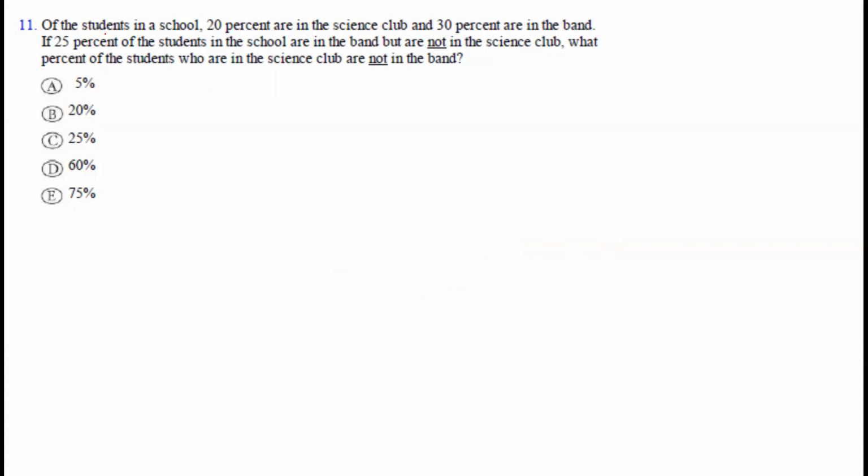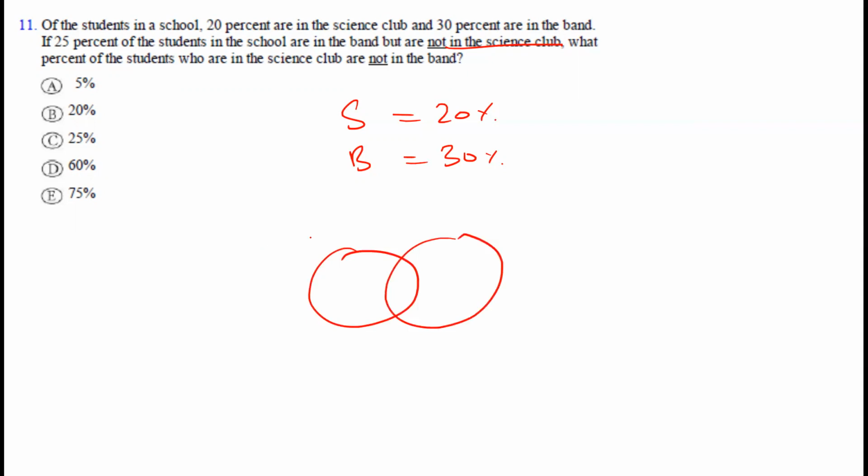Question 11. Out of the students in a school, 20% are in the science club. So in the science club, there are 20%. And 30% in the band. So in the band, there are 30%. If 25% of the students in the school are in the band but not in the science club, that means that there is an overlap. So it talks only about the band. If we have this as science and this as band, only band is 25 and the total band is 30. So over here this should be 5.